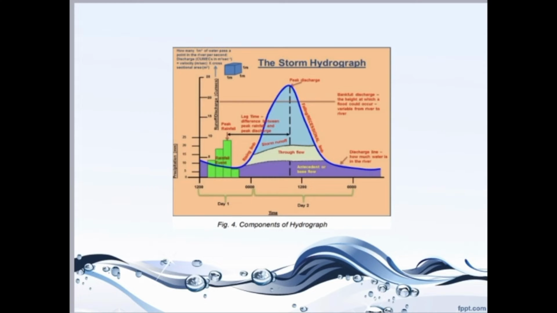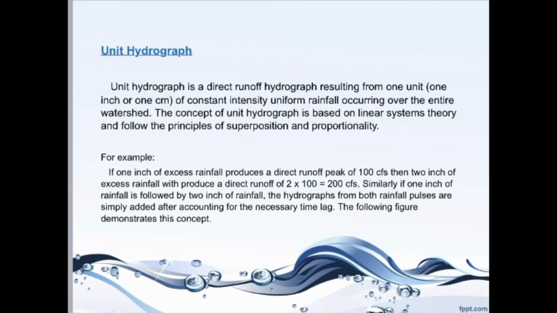Nandyan din po yung height at which the flood may occur, which is the bank full discharge. And also the discharge line or how much water is in the river. So next slide, the unit hydrograph. The unit hydrograph is a direct runoff hydrograph resulting from 1 unit, 1 inch or 1 centimeter of constant intensity uniform rainfall occurring over the entire watershed.